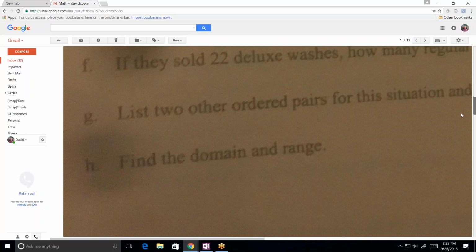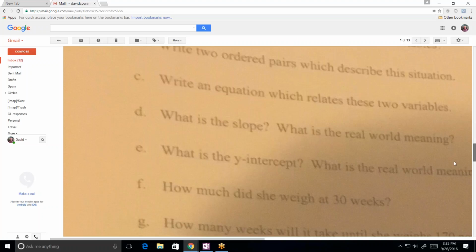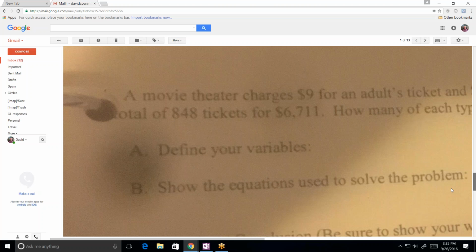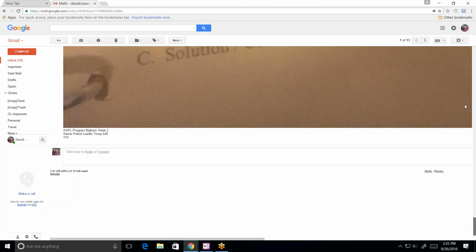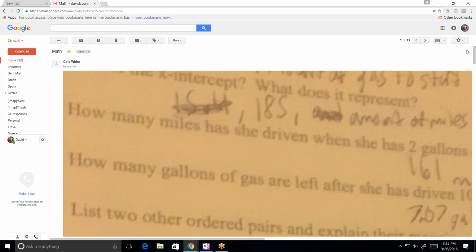What kind of phone are you using to send these with? My iPhone. My camera's not exactly the best. Well, make sure you send them as large images, not small. I did send them as large.